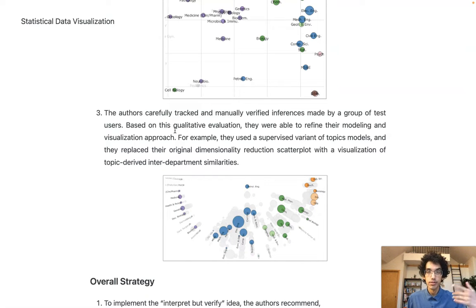And each time they would get feedback from people who cared about the results of the study, and they would modify their visualizations accordingly. Right? So here's an example of the original one. Here's what they ended up with at the end. So they didn't even use dimensionality reduction to visualize the departmental similarities at the end.